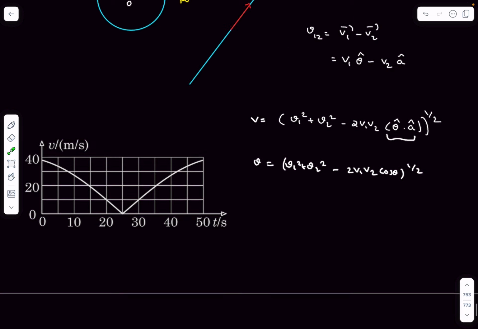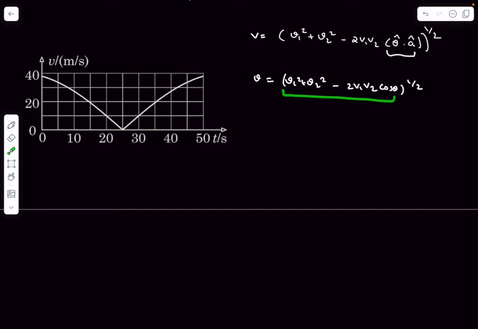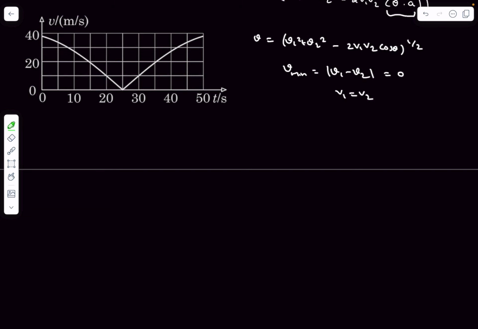Okay, so now the thing is, guys, looking at this particular expression, we can see that the minimum of this expression will occur when cos theta equals 1. V minimum should be equal to v1 minus v2, the modulus of this, right? And looking at the plot, we can easily see that the minimum occurs at 25 seconds and it's actually equal to 0, which means the minimum value of the speed is 0, which means there is only one possibility: v1 has to be equal to v2. Okay, so now as we have figured out that v1 equals v2, we can substitute it into our speed equation.